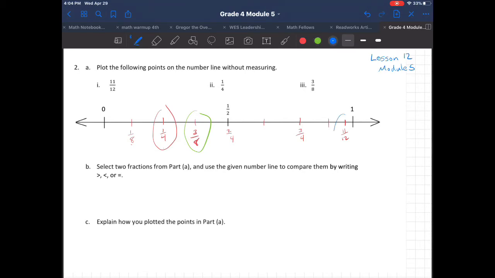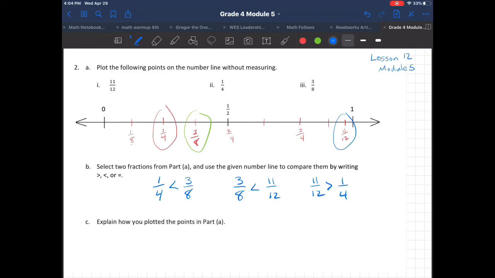So here is 11/12. Now select two fractions from part A and use the given number line to compare them by writing the symbols. So I just pick a couple fractions. 1/4 is less than 3/8. You could also have that 3/8 is less than 11/12. You could say 11/12 is more than a fourth. So anything like that is fine.